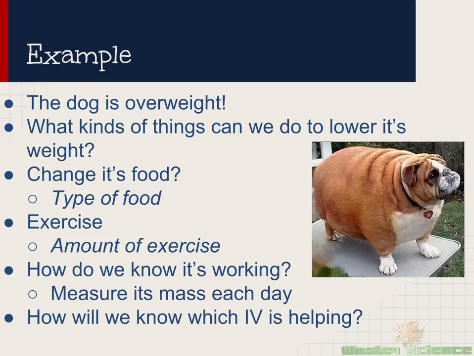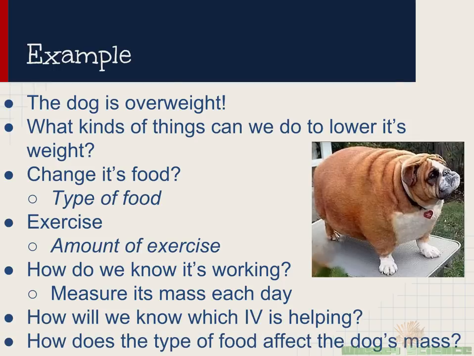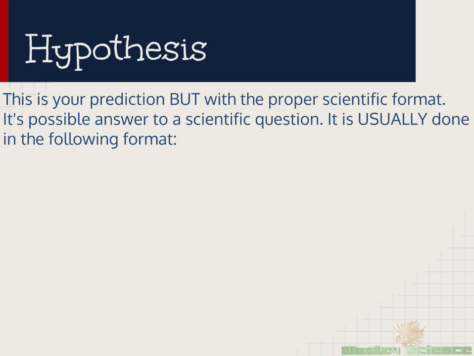At this point, we're finally ready for our problem. Now remember, it's how does the IV affect the DV? So it would come out to be, how does the type of food affect the dog's mass? There's your problem. All done. All right, now we're moving on to the hypothesis of our lab. This is your prediction, but with proper scientific format. It's the possible answer to the scientific question.